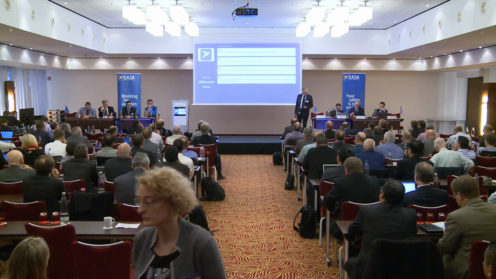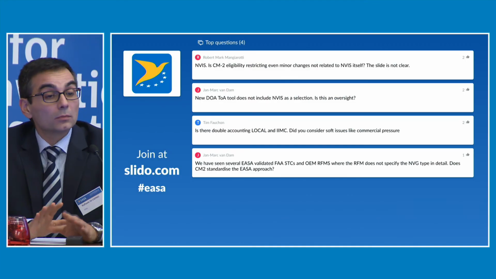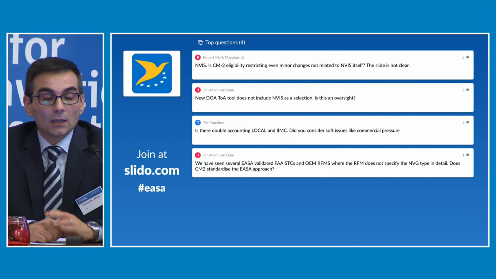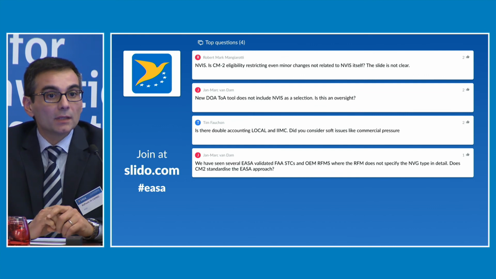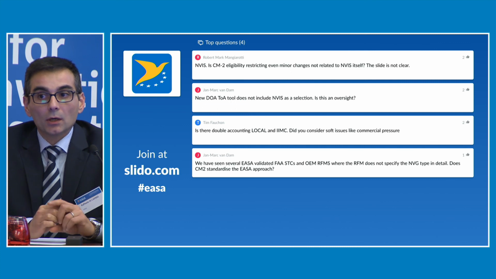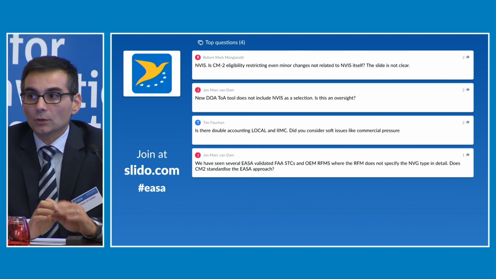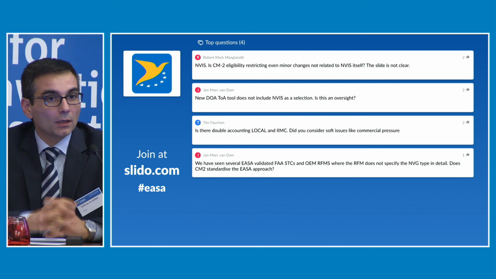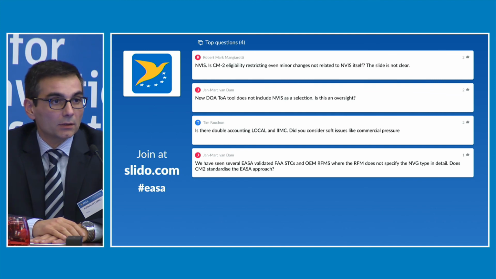Next question is, does CM2 eligibility restrict even minor changes not related to MVIS itself? The slide is not clear. Yes, no, not at all. We are not restricting any minor change which is not addressing MVIS, which is not impacting the MVIS capability, and in particular, any minor change which is not impacting the lighting is not included in this eligibility criteria, of course.